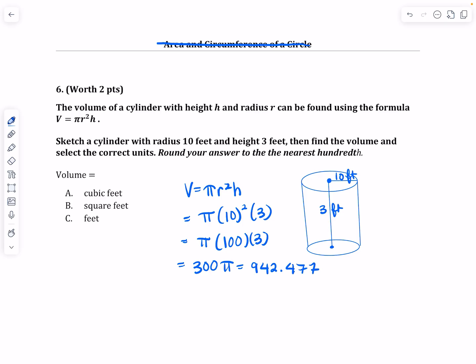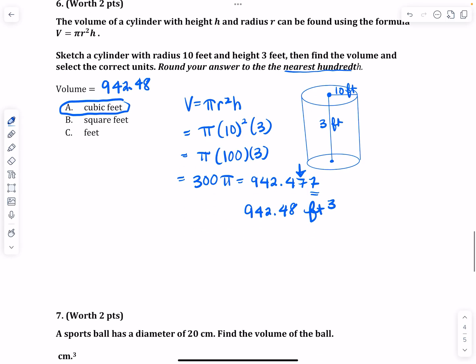942.477. We have to round to the nearest hundredths, so the 7 falls in the hundredths place. I look behind it, it is a 7, so I'm going to round up. So 942.48. And that is in cubic feet because we were talking about volume. So 942.48 cubic feet. Okay, that is volume.